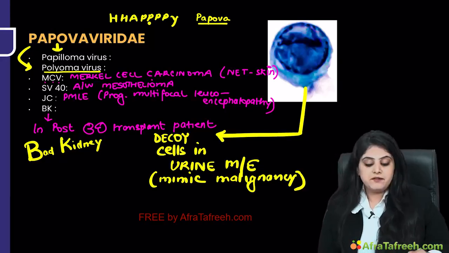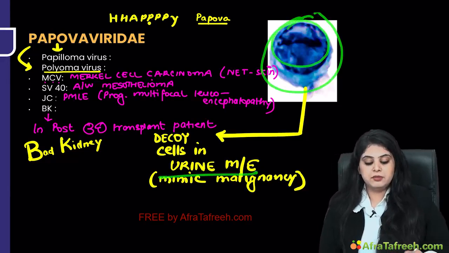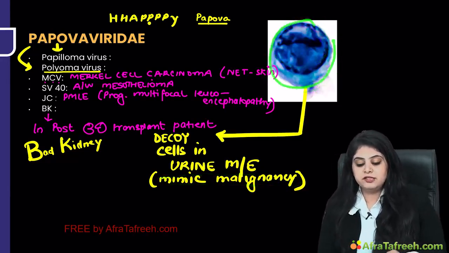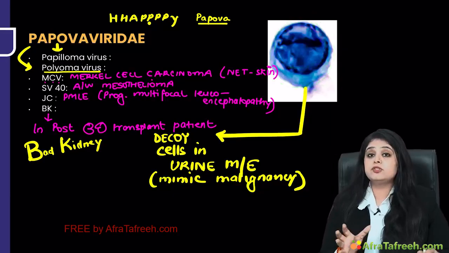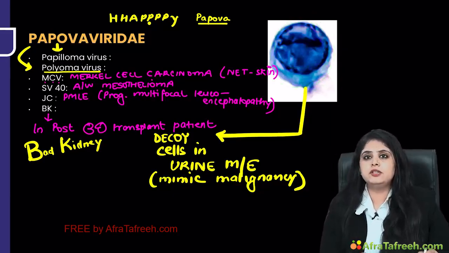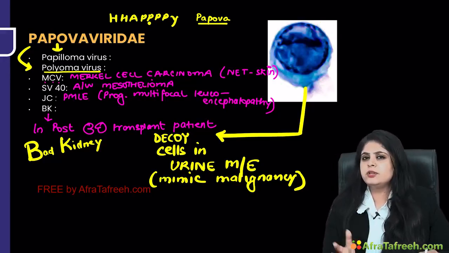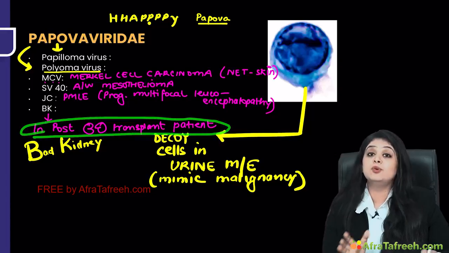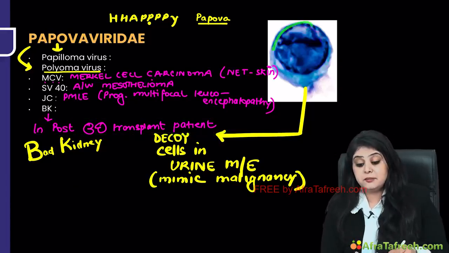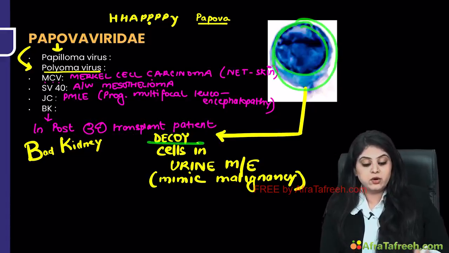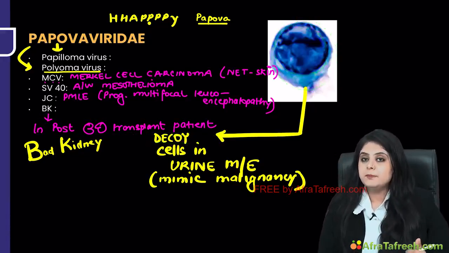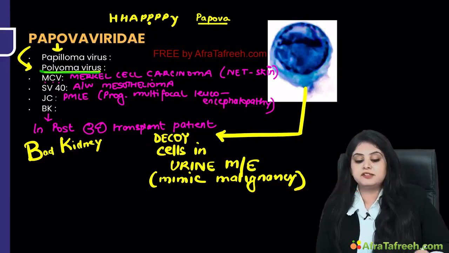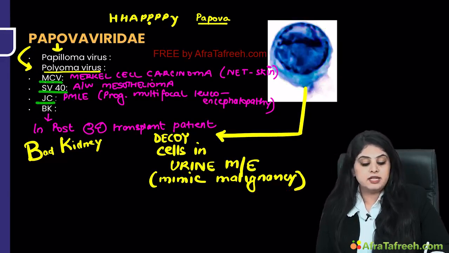Please note, if I am a pathologist or a microbiologist, and I start seeing these cells in someone's urine, I'll say, oh, this patient has cancer of the kidney or cancer of the urinary bladder. And then I'll call the clinician, does your patient have urinary bladder cancer? And he says, no, my patient just underwent a kidney transplant. And I'll be like, oh, now I get it. It is not a cancer. These are mimicking cancer cells. These are actually the decoy cells. Maybe the patient has been infected with BK virus. These are all the polyoma viruses. Merkel cell carcinoma, SV40 with mesothelioma, JC virus with PML, BK virus with bad kidney, that is the decoy cells.